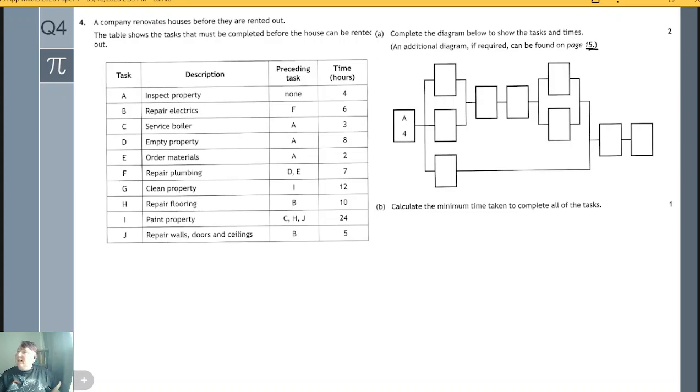Right, calculate the minimum time taken to complete all tasks. So we're looking for the maximum times here anyway. Okay, so they have handily put in A for us. What needs A? Well, we need 3 things, and we need something that doesn't get anything else until near the end. 2 things here.